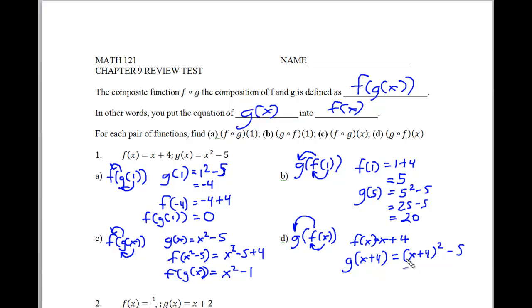Now I'm going to have to FOIL this out, which would make x squared plus 4x plus 16 minus 5. That's the FOIL of this binomial here, because it's x plus 4 and x plus 4. And this gives me x squared plus 8x, and then 16 minus 5 is going to be 11. And this is going to be what my g of f of x is. So again, this is what is on the left-hand side here.